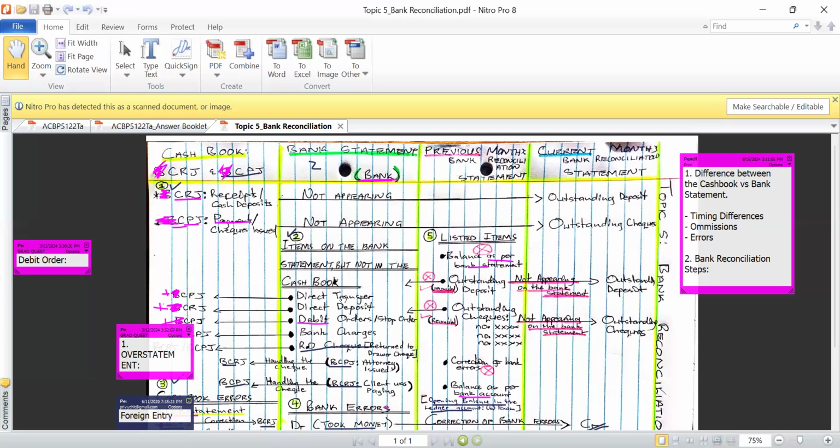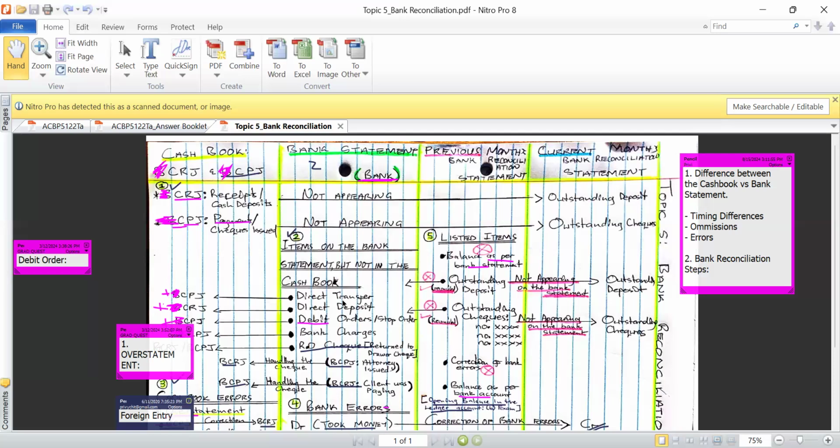A direct transfer on the bank statement is a transaction which relates to a payment made directly from your bank account to pay another person through their bank account. Are we together? Okay. Very, very important.